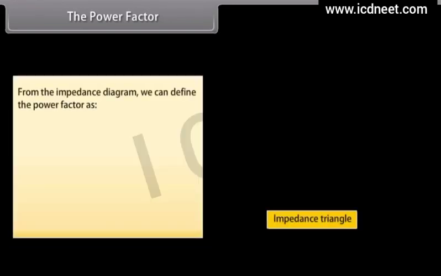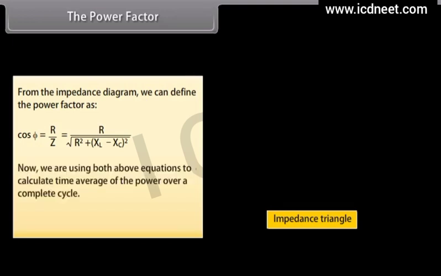From the impedance diagram, we can define the power factor as cos phi equal to R upon Z, which is equal to R upon under root R square plus XL minus XC square. Now, using both above equations to calculate the time average of the power over the complete cycle, P bar is equal to the product of Irms square and R.